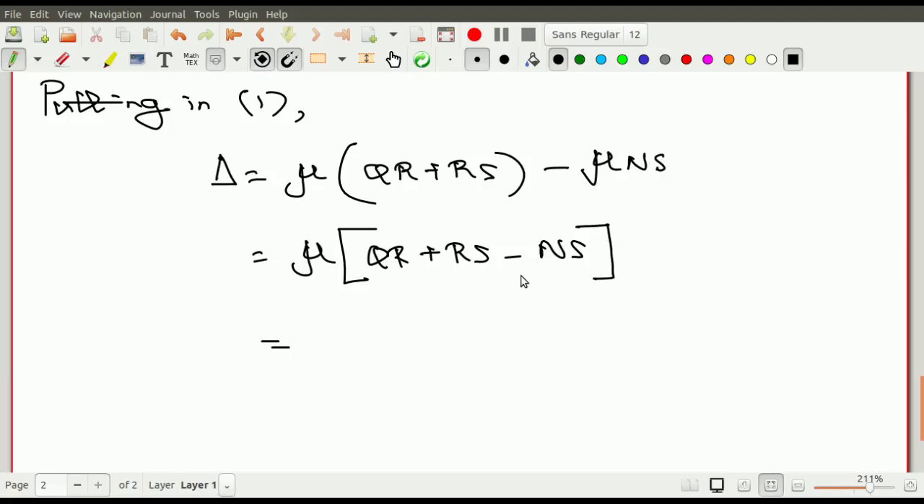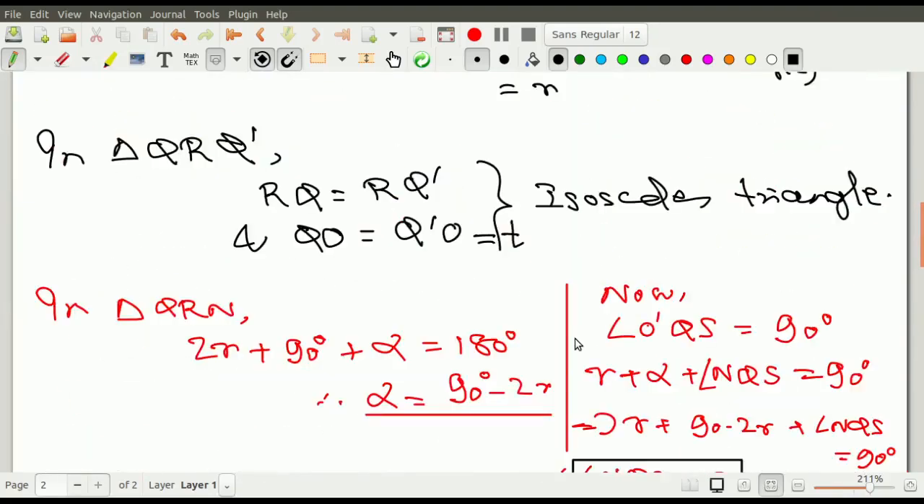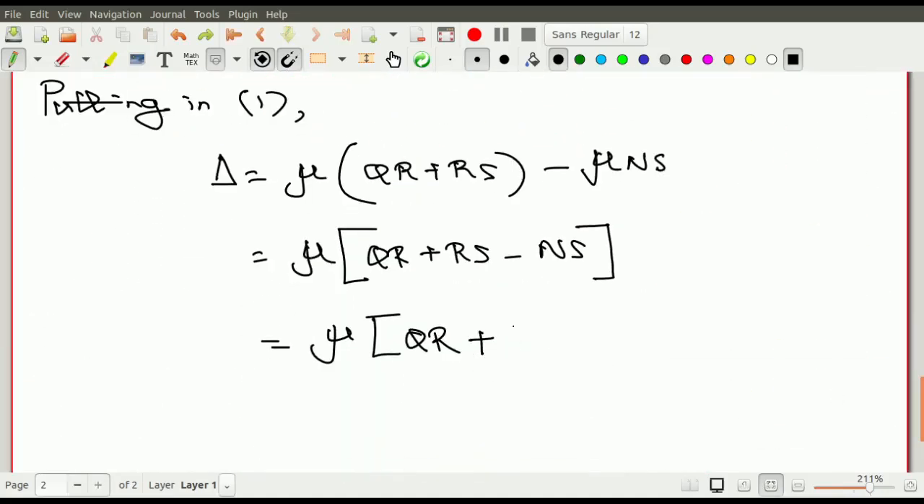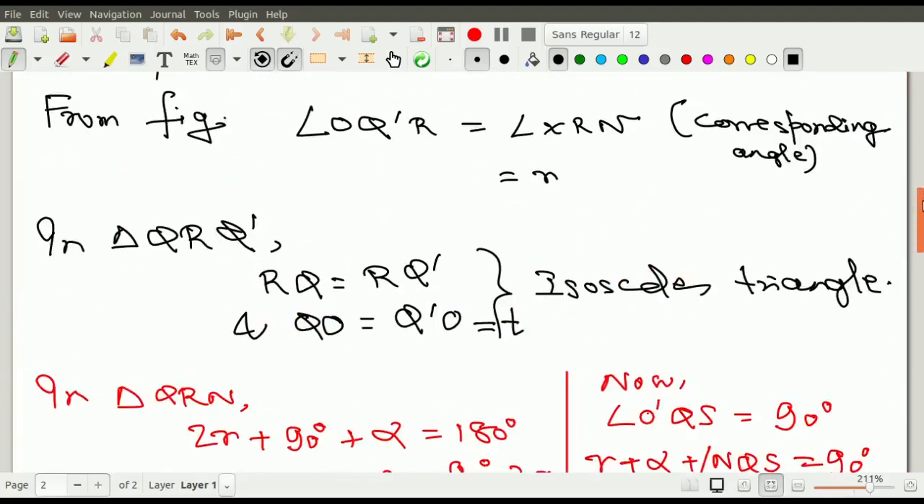So we took this inside. Now RS minus NS is nothing but RN. Look at the diagram, RS minus NS: this is RS and this is NS, so if from the entire line I subtract the shorter line, I am left with the remaining portion RN. So write RN, so QR plus RN.